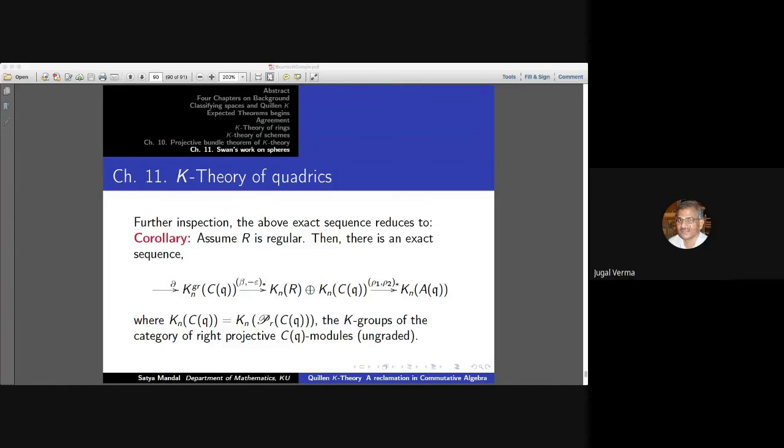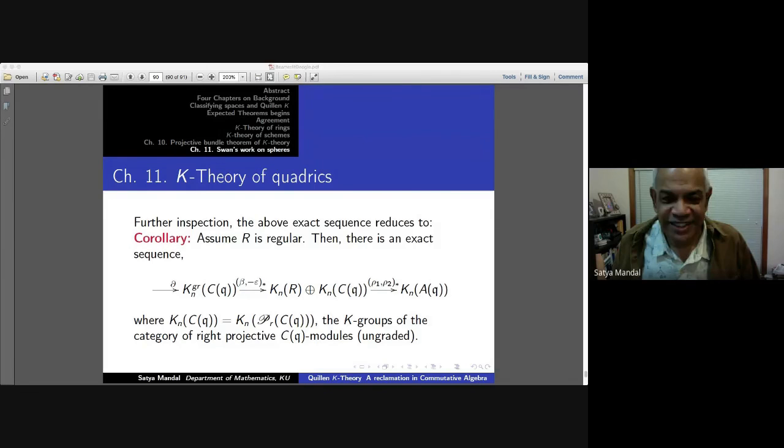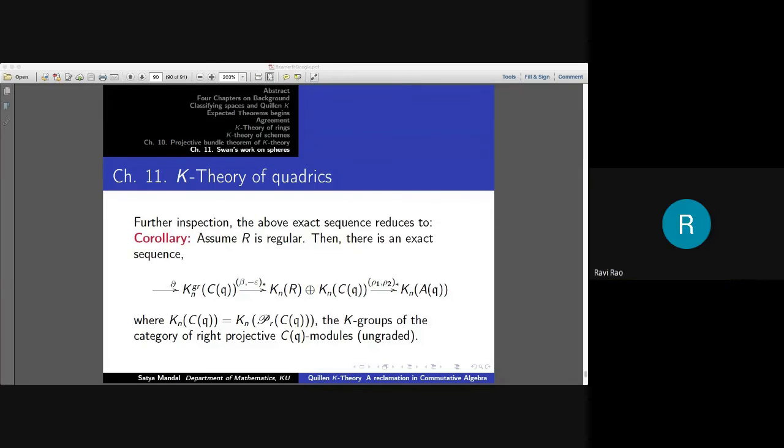Are there any questions? The audience can unmute and ask questions. Ravirao, you have a question? Yeah, Satya, you asked me one question in this talk. Can I ask you another question in return? My point is, Swan has done it for the sphere, but one should really do it for the algebraic sphere.